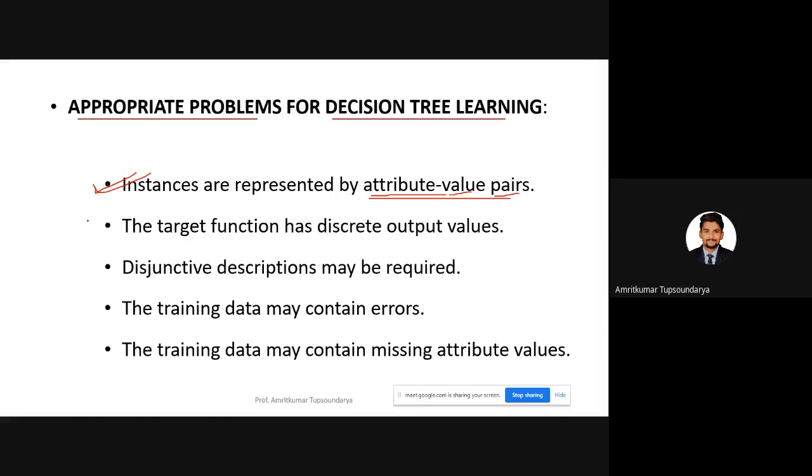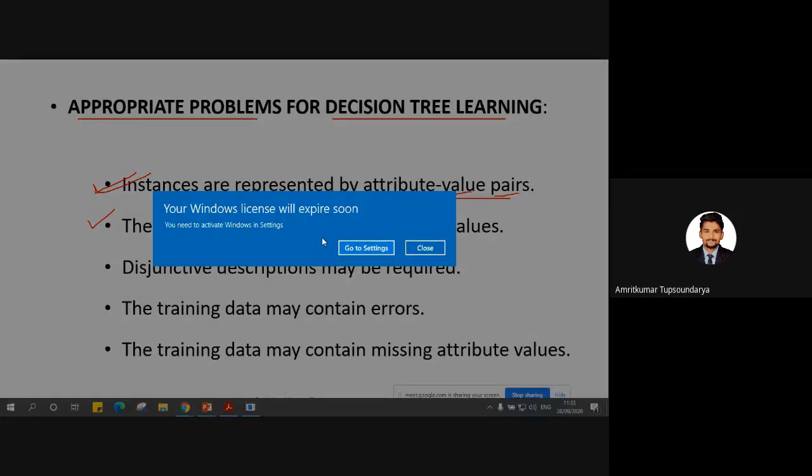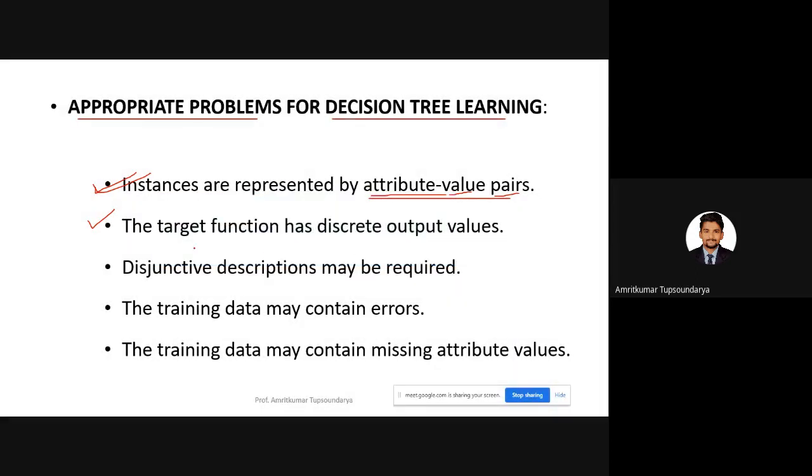The second characteristic is that the target function has discrete output values. The ultimate target function, in our case in today's lecture, is playing tennis. It should have a discrete output value. What can the discrete output value be? Whether it is yes or no, positive or negative, or zero or one.